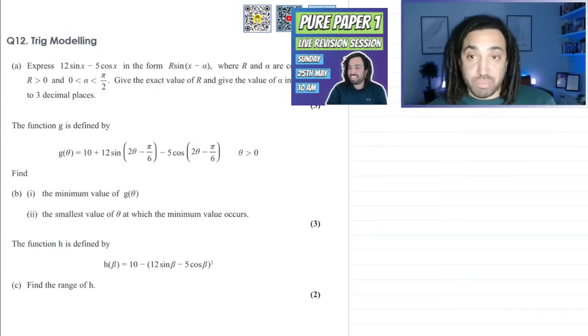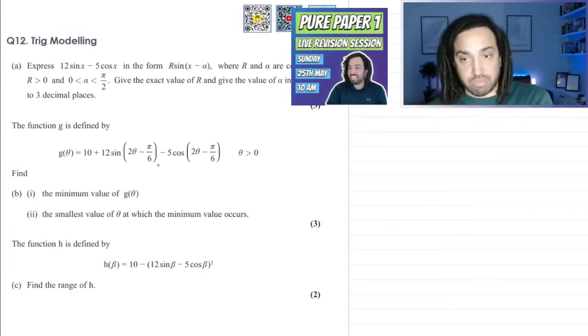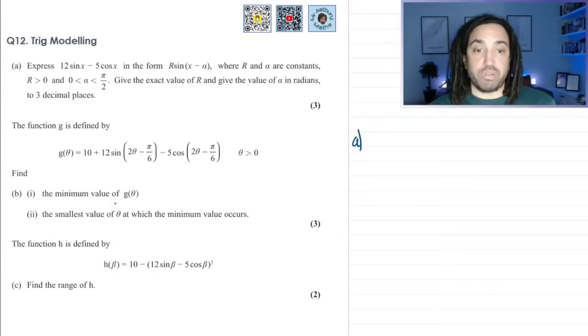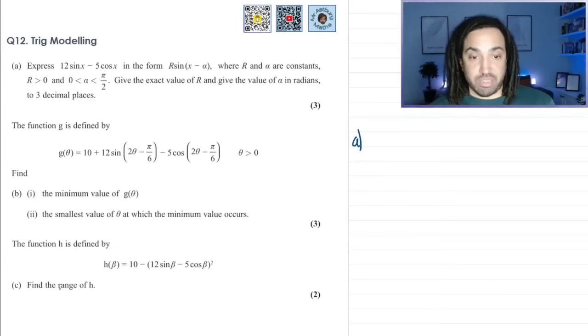Okay, question 12 is a bit of a grim question, to be honest, but that's kind of the reason why I put it in this paper, just to challenge people. I know a lot of people don't like these types of questions, particularly where you're asked to find the range as well. Anyhow, let me try and explain it to the best of my ability.